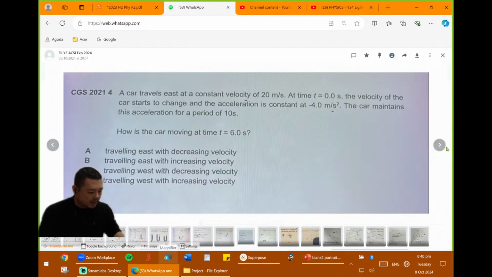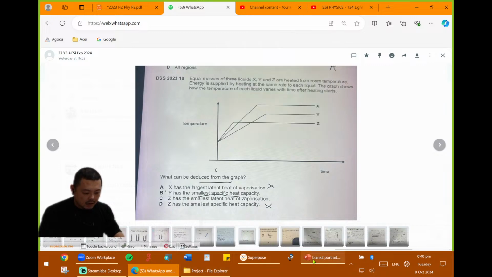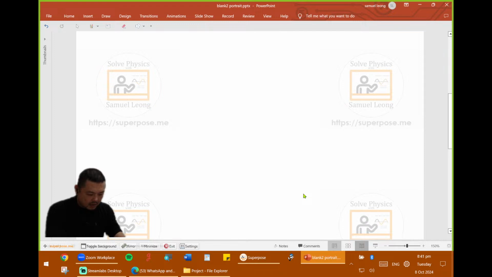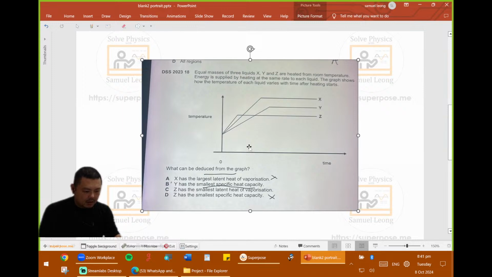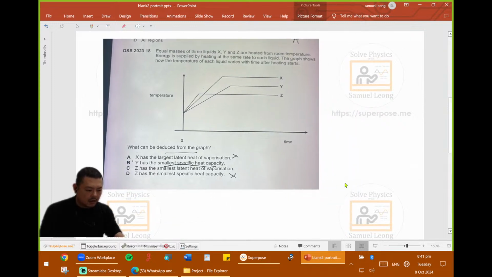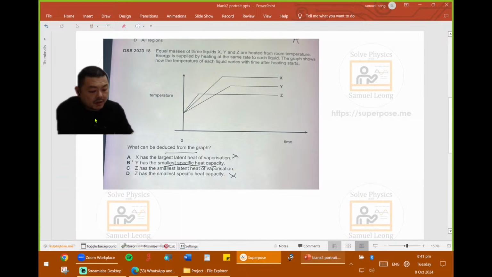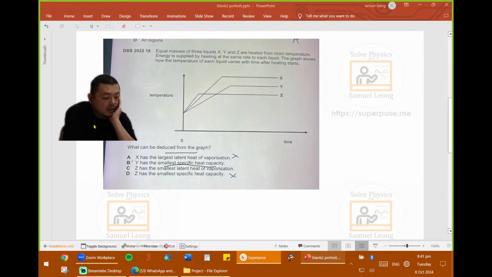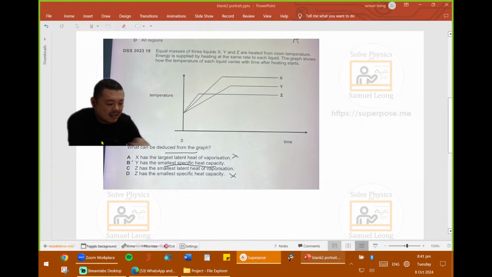Okay, next one. This one, heat capacity. This one has a lot of concepts built into this question here. There's a lot of concepts here. Let's ignore the question, okay? Let's just ignore the options. Let's not care about the options first. Let's understand many things first.